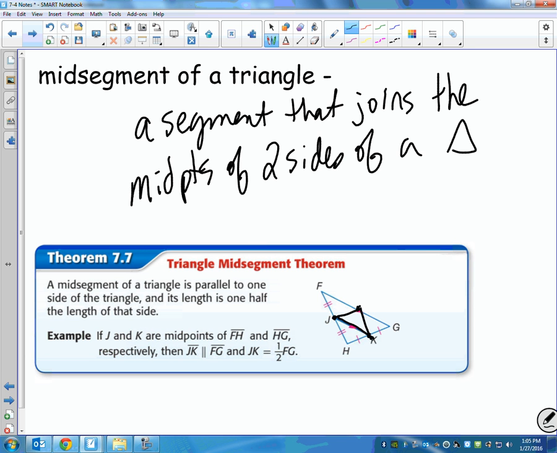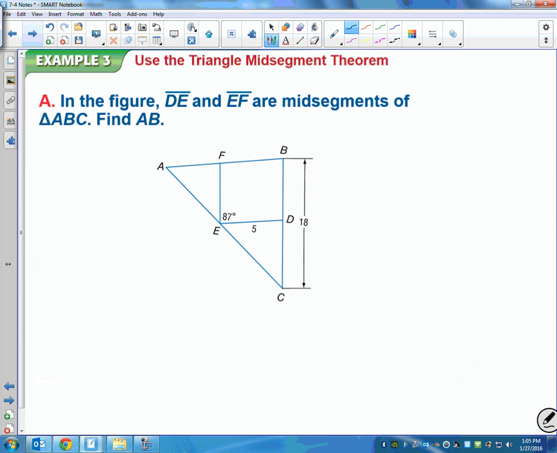So sometimes you're going to see the next picture, maybe you've looked at it already, it looks a little scary, but don't get overwhelmed by it. Just look at what they tell you and know if it's a mid-segment, it's half the length of the other side, and it's parallel. It's not really a lot of work to do.